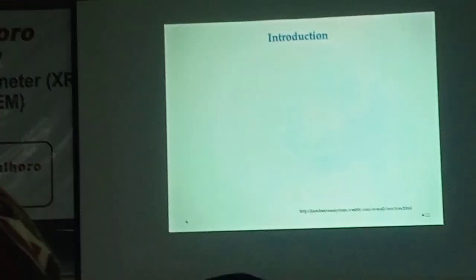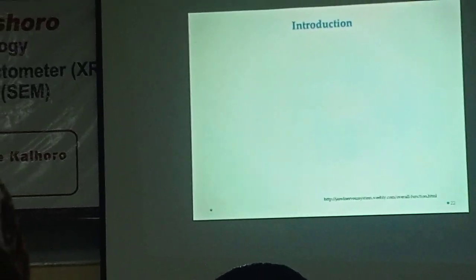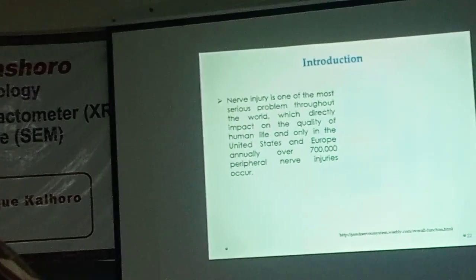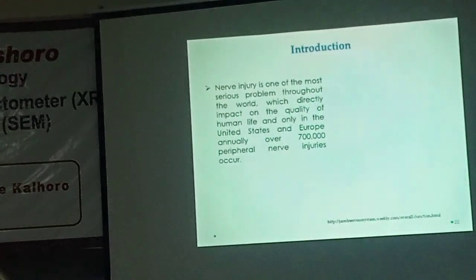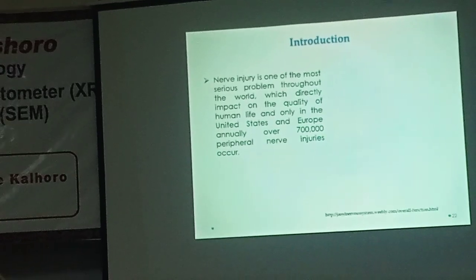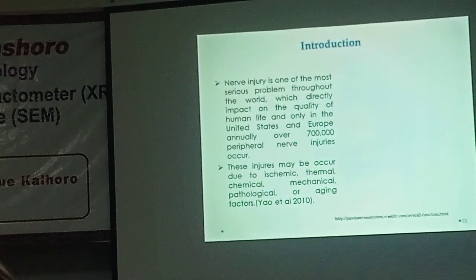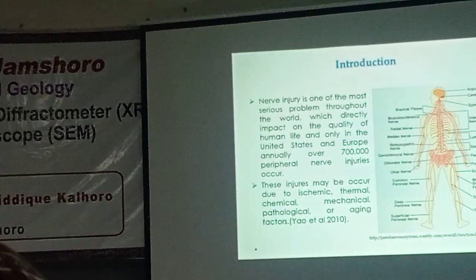Now, in a case study, here I am presenting nerve tissue engineering, and later on we will discuss ureter reconstruction. Nerve injury is one of the most serious problems throughout the world, with direct impact on the quality of human life. Only in the United States and Europe, more than 700,000 peripheral nerve injuries occur, and these injuries may occur due to ischemic, thermal, or chemical causes, or any other physiological problem or aging factor.